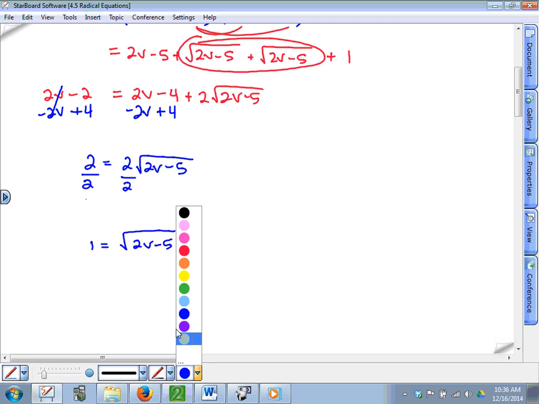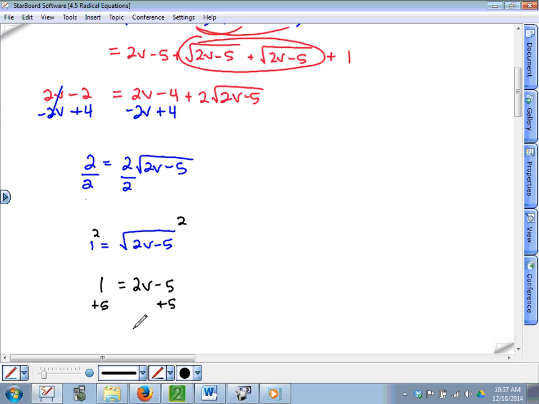And then, since the square root's by itself, you can square both sides. Right side you get 2v minus 5. Left side, 1 squared is just 1. You add 5 over. And then divide by 2. 1 plus 5 is 6. 6 divided by 2 is 3. And don't forget to check.